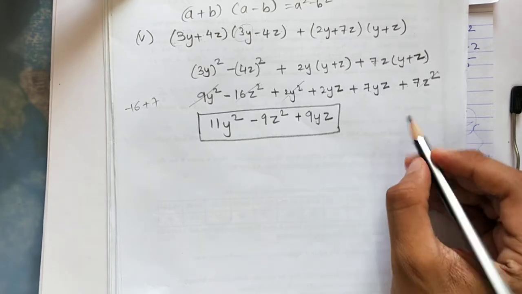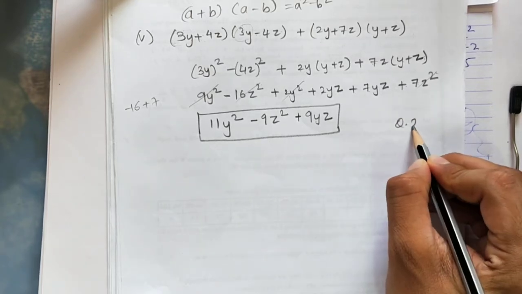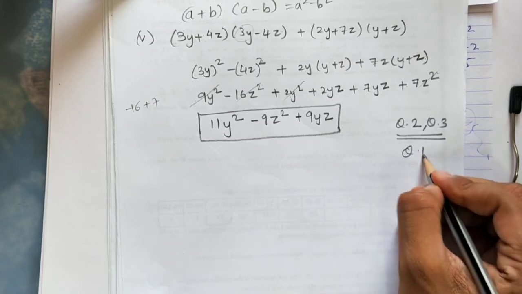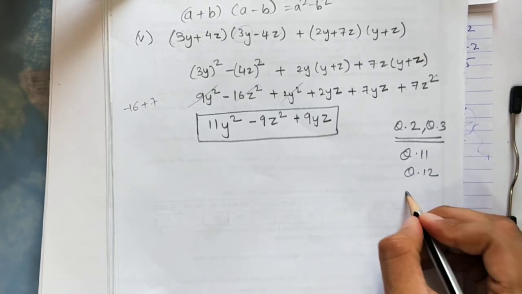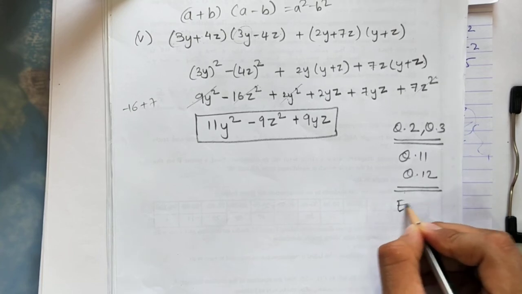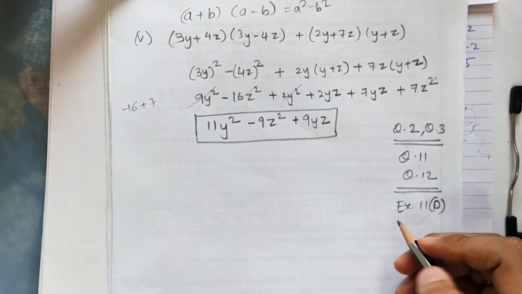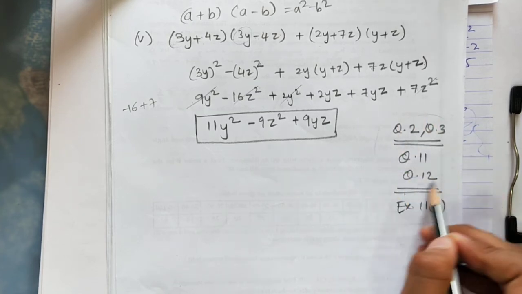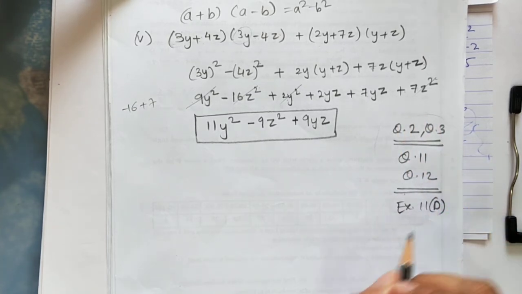With this we have completed question number 2 and question number 3. In the next video we'll do question number 11, 12 and then we'll start with exercise 11D. The remaining questions here, one of the students has told me that those questions were omitted. Okay, thank you.